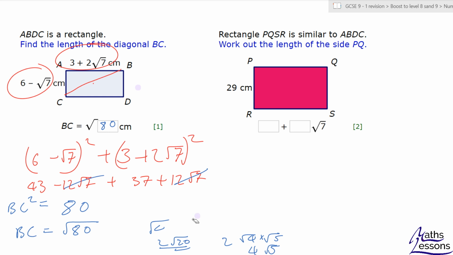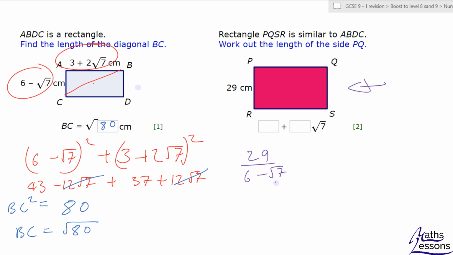I'm just going to rub those out to leave myself a bit of space for working on this next part of the question. So we're going to find, we know they're similar. So this shape is an enlargement of the other shape. So we can find the scale factor of enlargement by doing 29 divided by 6 minus root 7. That gives us our scale factor. And then we're going to times that by the other length to find PQ. So we're going to do times by this to get PQ because this is our scale factor. Let me just rub out that circle, tidy up our working.